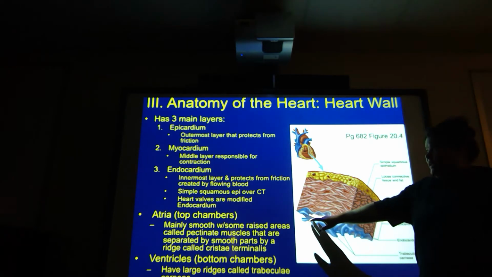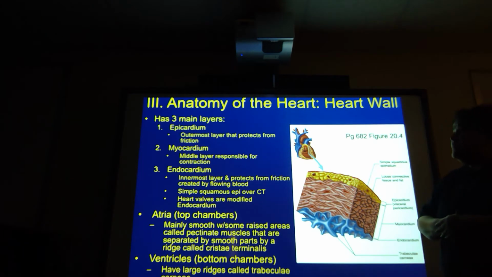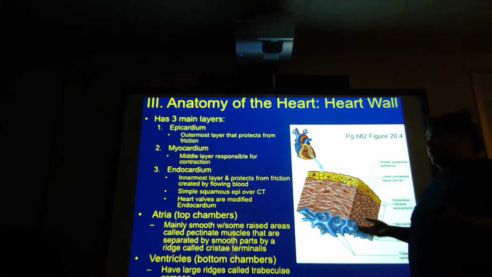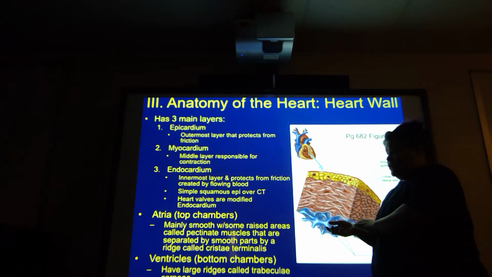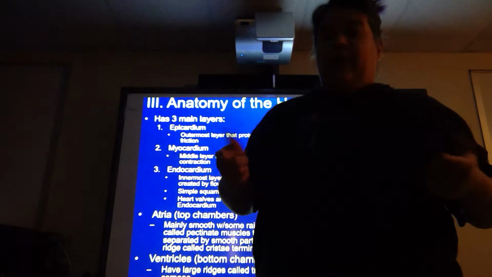Now, this inner layer right here, the endocardium, okay? It is the innermost layer and it protects from friction created by flowing blood, simple squamous epithelium over connective tissue. The heart valves, those trap doors that I was talking about, are actually going to be the endocardium modified.